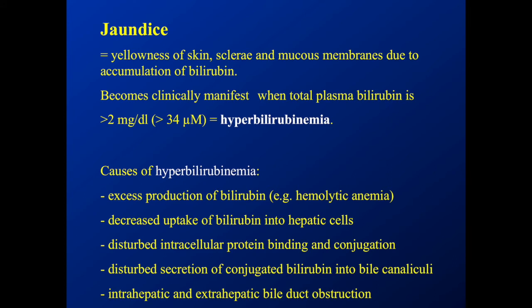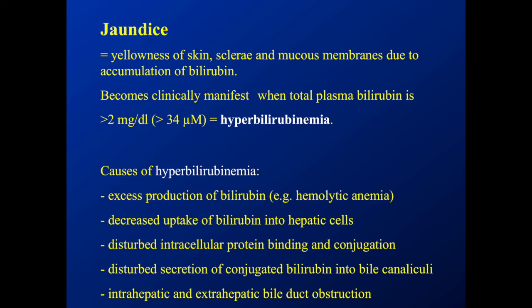If you have too much bilirubin production, then you get jaundice, which is the yellowing of the skin, and you can see this in the whites of the eyes and just the general tone of the skin. And this is seen when the total plasma concentration of bilirubin is above 2 mg per deciliter, and this is hyperbilirubinemia. And the causes of these are numerous.